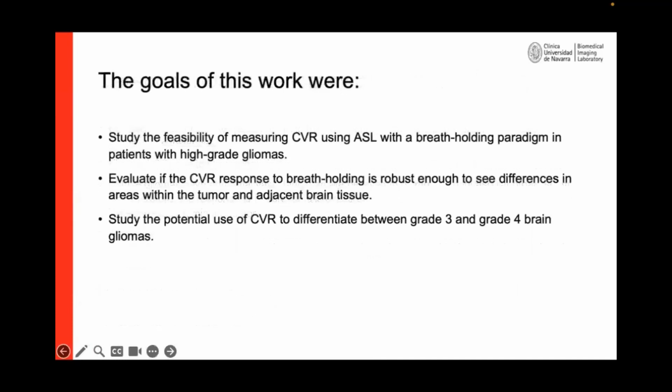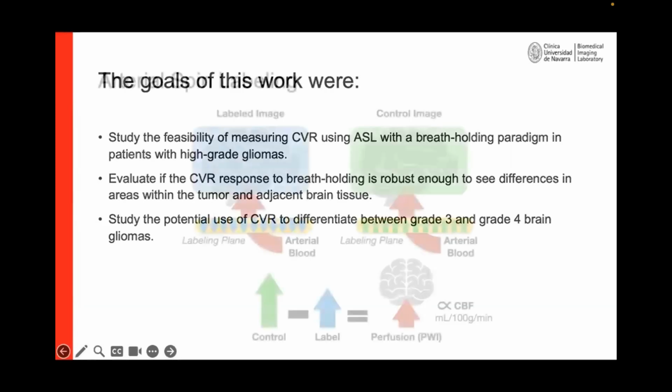The goals of this work were to study the feasibility of measuring the CVR using ASL with a breath holding paradigm in patients with high-grade gliomas, evaluate if the CVR response to breath holding is robust enough to see differences in areas within the tumor and adjacent brain tissue, and study the potential use of CVR to differentiate between grade 3 and grade 4 brain gliomas.